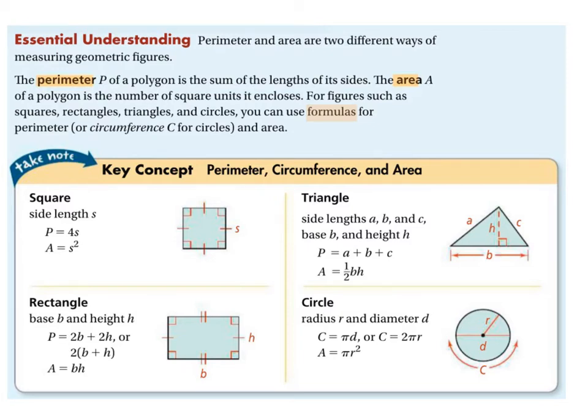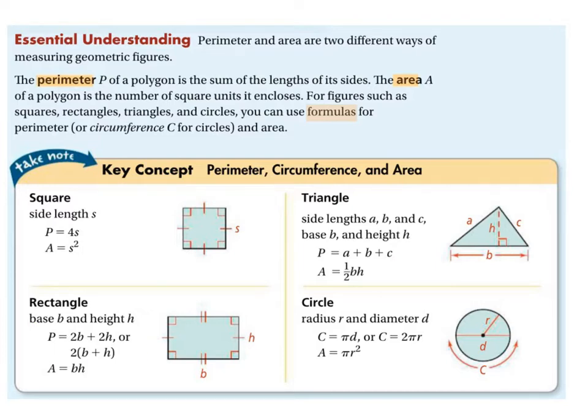Okay, let's have a quick review of perimeter and area for all these figure types so you can use them. Okay, the perimeter is the lengths of the sides all the way around. Sum up the lengths of the sides. So here for a square, you are saying the side length 4 times since they're all the same, so the perimeter is 4 times S.